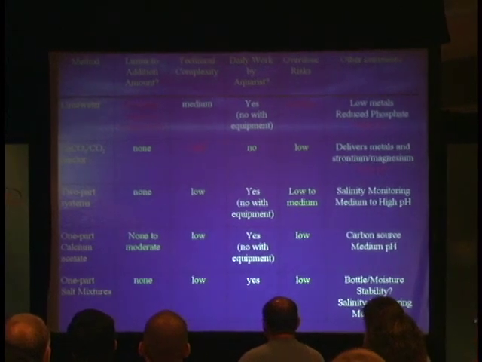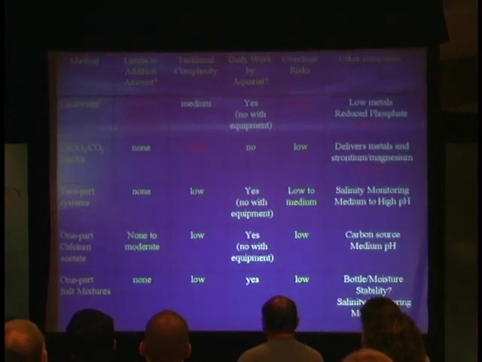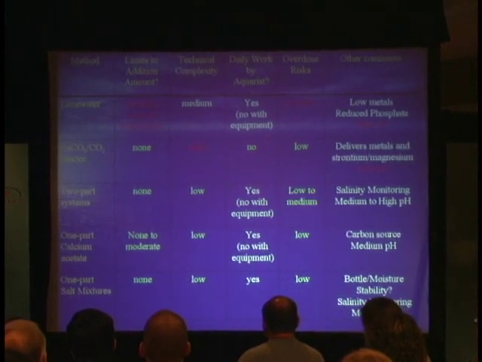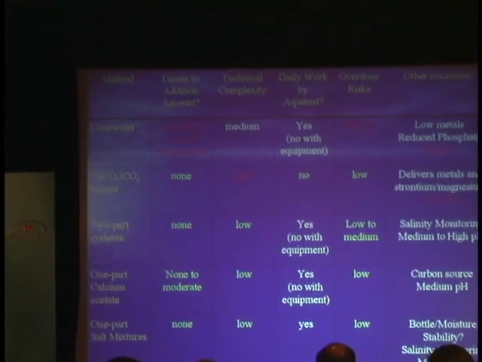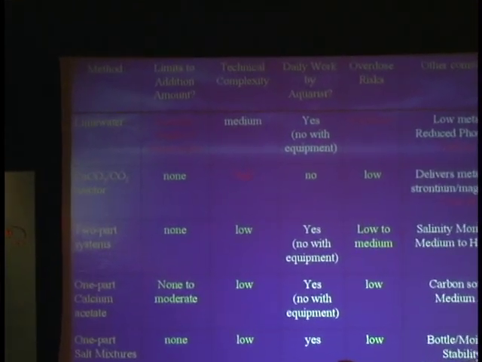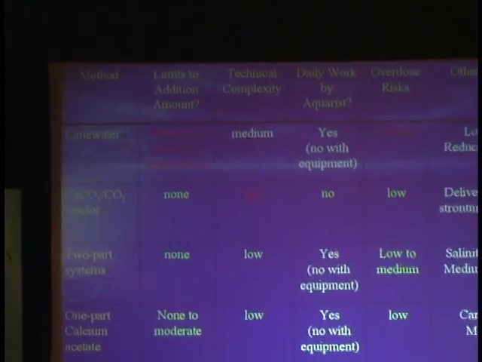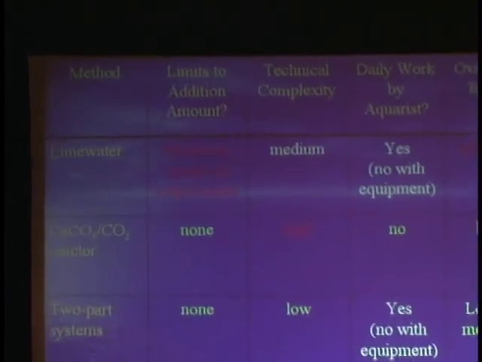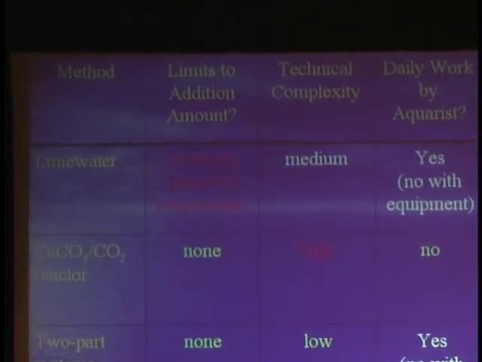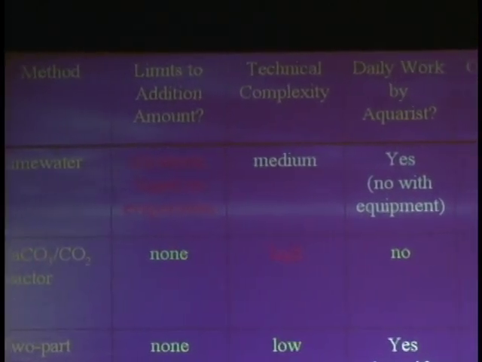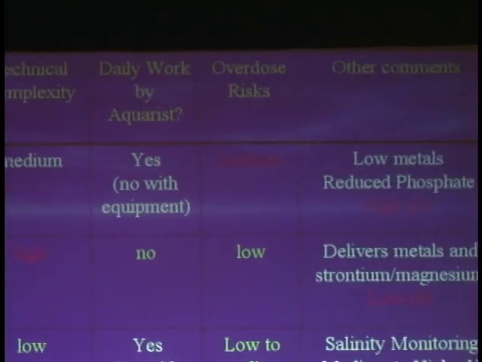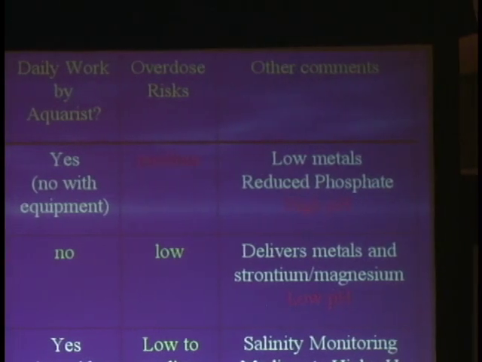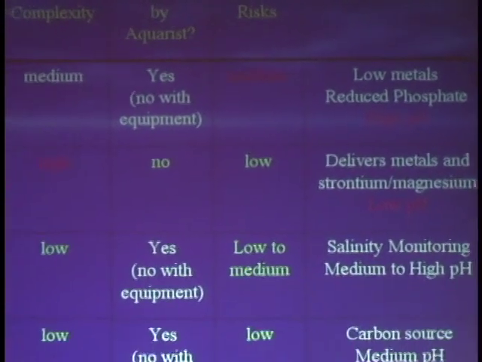Okay, but cost aside, there's a lot of other reasons to pick one or the other of different sorts of ways of supplementing calcium and alkalinity. And they each have their quirks, some good things, some bad things. Lime water, for example, you have some limitations on how much you can add because it raises pH, because it's usually done to replace evaporated water. You have some limitations to how much you can put in. But it may have some advantages in that it reduces phosphate potentially.